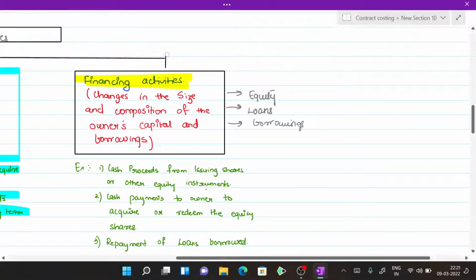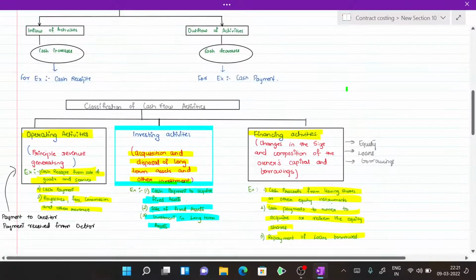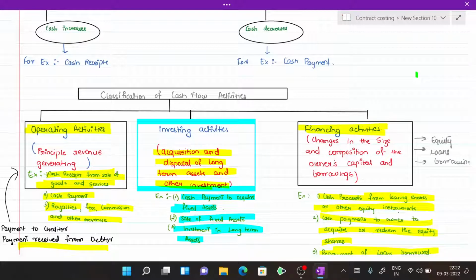Here are the examples of this. Cash proceeds from issuing of shares or equity instruments, payment to the owner for acquiring the redeemed equity shares, repayment of loans borrowed. देन ये जो तीनों चीजें है, इसमें कैश इनफ्लो भी होगा एंड कैश आउटफ्लो भी होगा. इनफ्लो यानी इन केस फर्स्ट एक्टिविटी में देखा जाए, the debtors thing, if the debtors give us the payment, that is inflow of the cash. And if we make the payment to the creditors, that is the outflow of the cash.